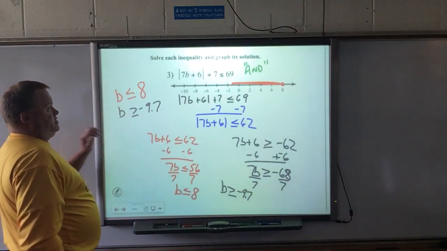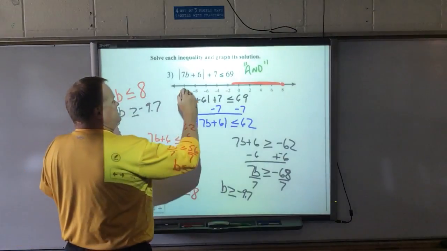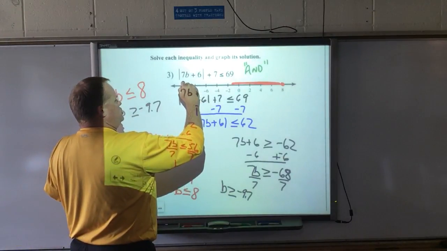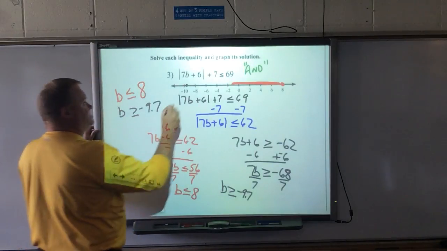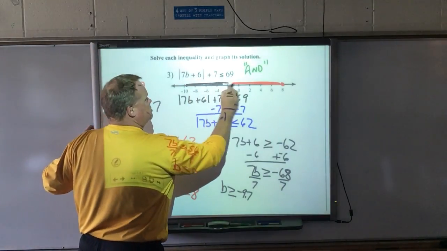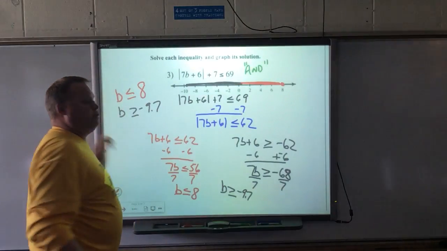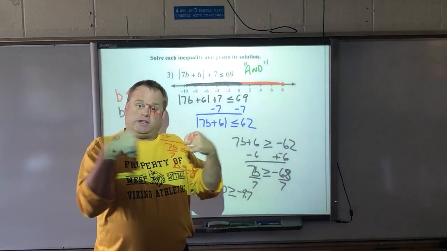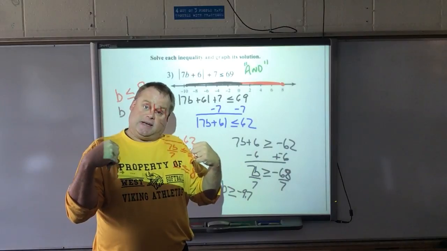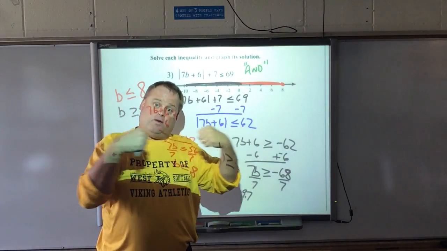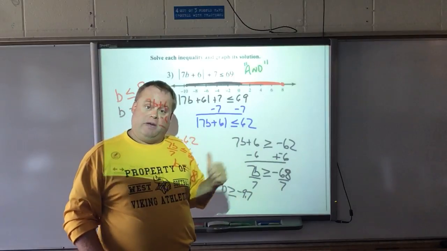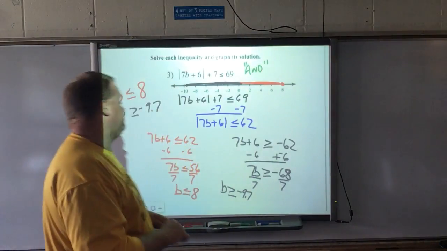And the other one is b is greater than or equal to a negative 9.7. So I'm going to be right here, just shy of 10. I am also going to be a closed circle because I have the bar, but I'm going to be greater than, so it's going to go this direction. Notice that my lines go together, right? Because this is an example of an and. I have this and this, and every value in between would make this inequality a true statement.